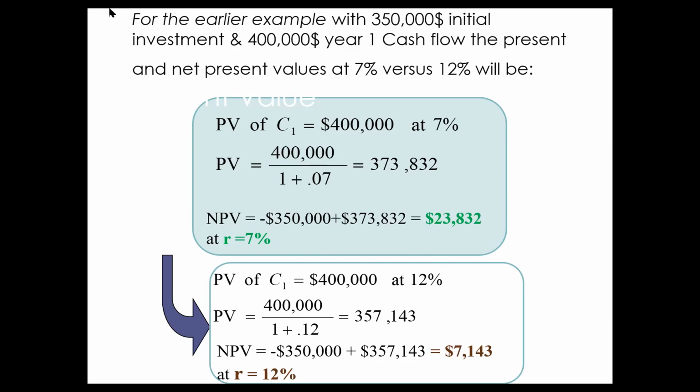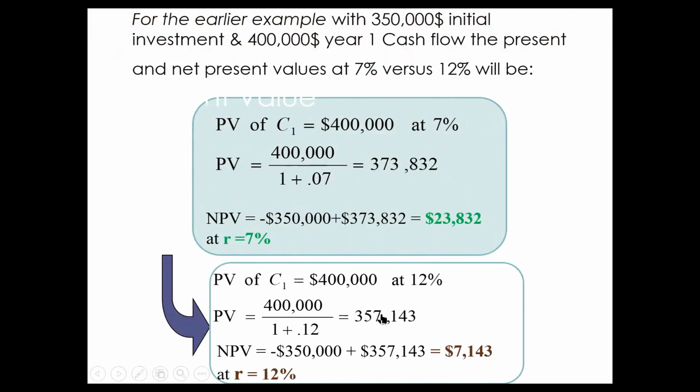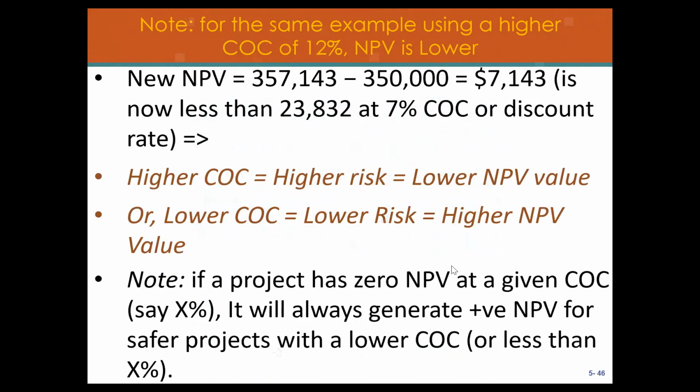And we just showed you, by numbers, what we said earlier, that the higher the opportunity cost of capital, the lower the present value and net present value. The next point about net present value. Again, I showed you the calculation here. 7,143 is the net present value. So new net present value 7,143 is now less than 21,832 at 7% COC. So morals of the story, once again: higher the cost of capital, higher risk, lower the net present value. Lower the cost of capital, lower risk, higher the net present value. Remember this as a rule.